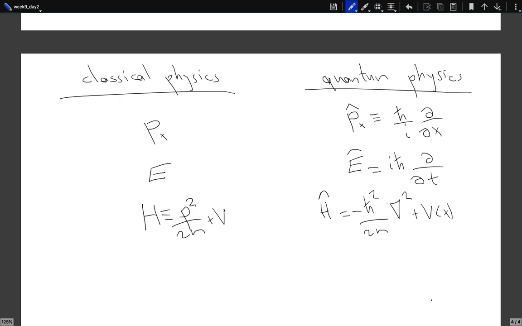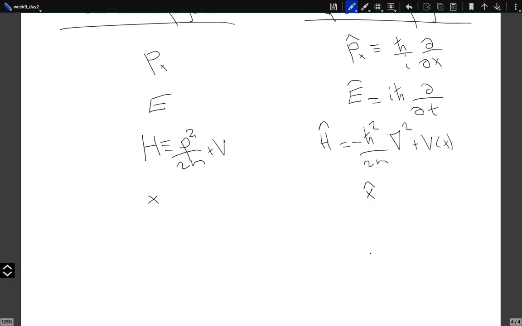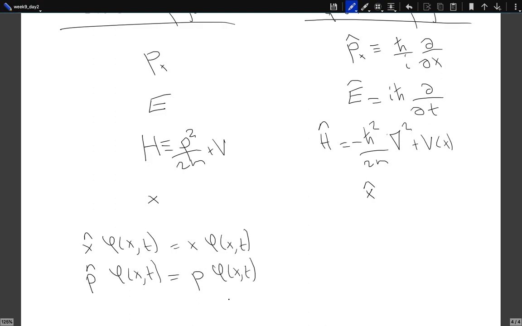Just to complete this prescription, in classical physics we have the position. Now we will also define a position operator. The position operator is kind of nice. If you have the position operator, multiply it with, or act on, a function of position, it just gives you the position. If you take the momentum operator and act on a function with the momentum, it might or might not give you the momentum.